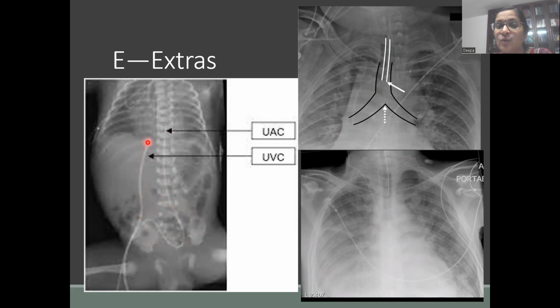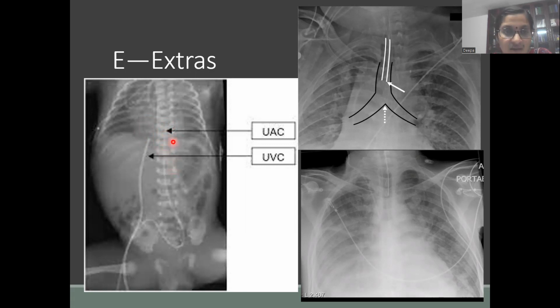So where do you want your umbilical venous line to be lodged? The ideal position is just above the level of the diaphragm, at the point where the inferior vena cava reaches the right atrium. And for the UAC, the high line position of the umbilical arterial line is better, somewhere between T6 to T10.